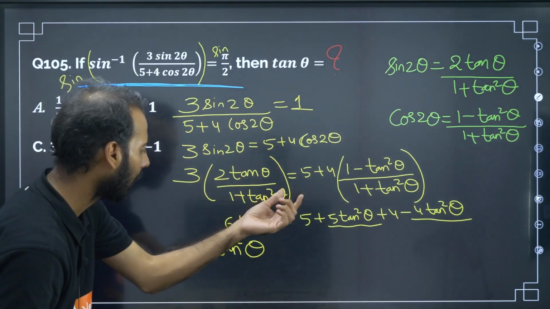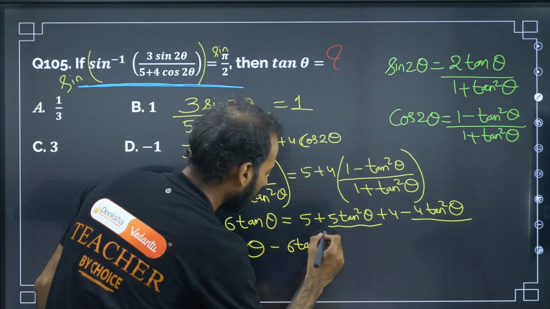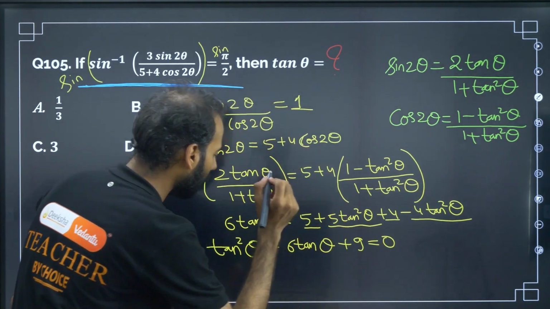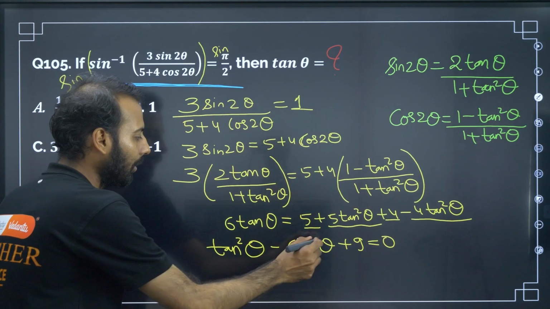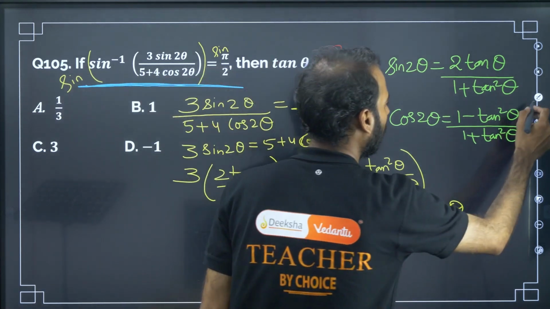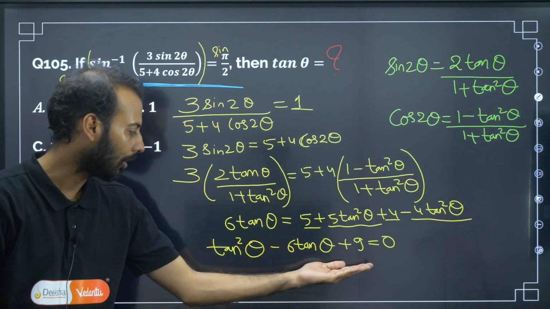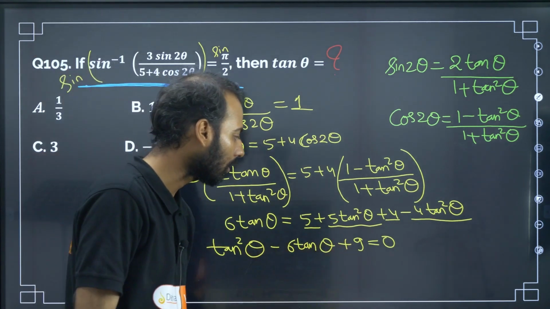Now, if I simplify this, we are left with tan square theta. 6 tan theta, if I transpose it to the other side, is negative 6 tan theta. And if I add 5 and 4, that is 9, equal to 0. So tan square theta minus 6 tan theta plus 9 equals 0. Now, how to simplify this? Whenever a quadratic equation is given, here the quadratic equation is in terms of tan theta, I will tell you how to simplify.